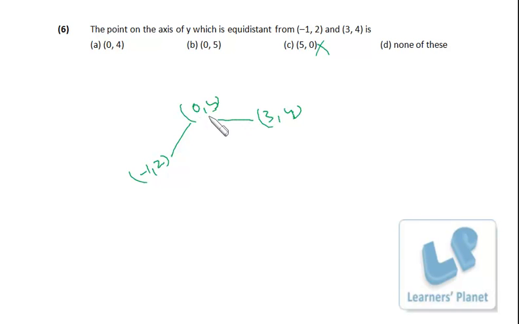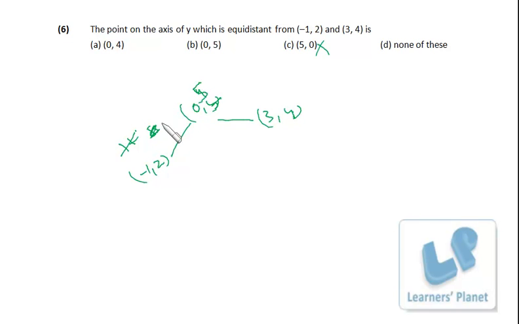Apart from that, what you can do is go by options, because we just have two options over here. We need to check. So 0, y, suppose it is 0, 4. Then the length of this line will be what? 1 plus 4, and 4 minus 2, 2 square, that is 4. So it is root 5. And in this case it is 9. So it cannot be the correct answer.